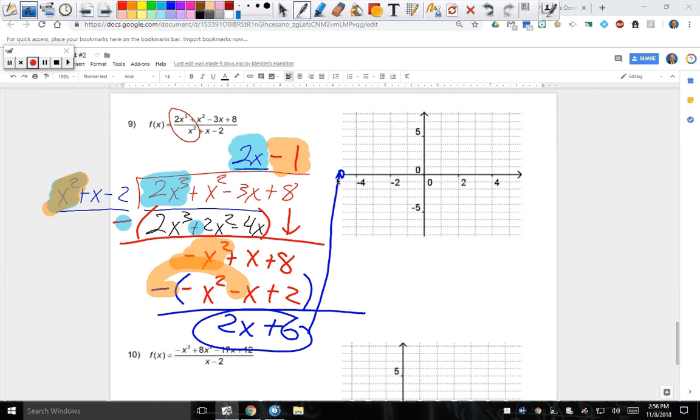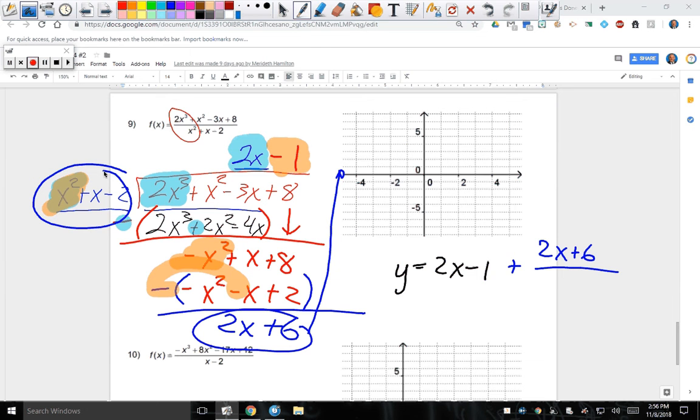And the way we're going to do this is we're going to say our answer is 2x minus 1 plus the remainder of 2x plus 6 over our original divisor. Okay? And all that's important is this. And that is our slant asymptote. This over here, it's not important because this will all go to 0. And you'll learn that here soon. Okay? So we just need to graph 2x minus 1.